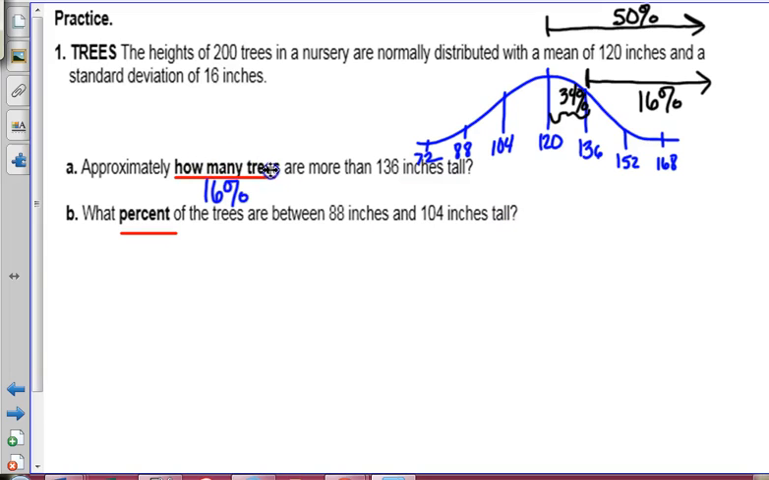It says how many trees. It doesn't say what percent of the trees. So what do we have to do? Heights of 200 trees. So we need to find 16% of 200, which would be 0.16 times 200, which you should be able to do in your head, is what? 32 trees.